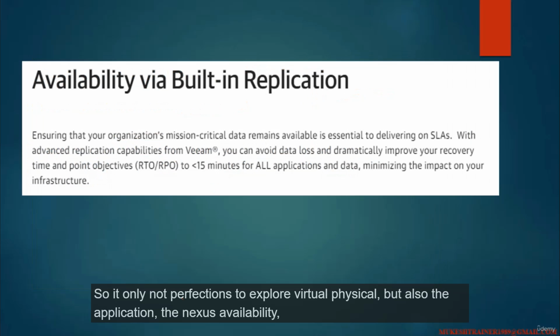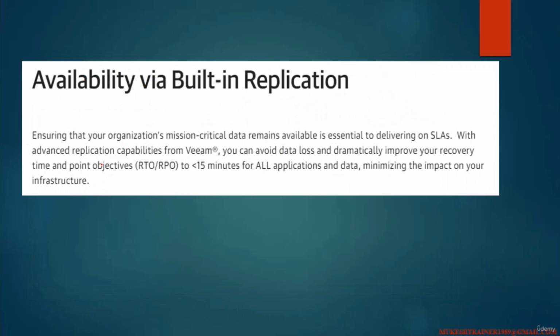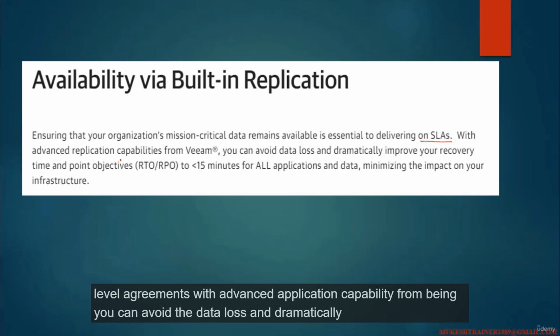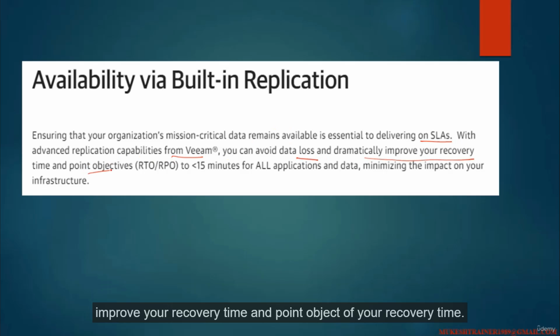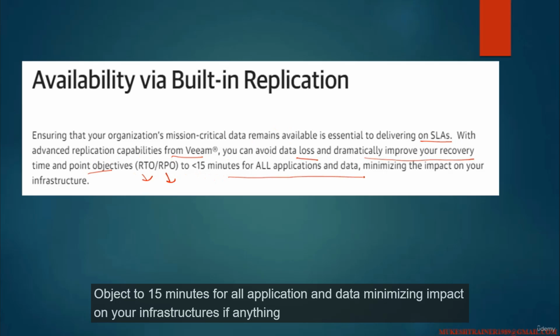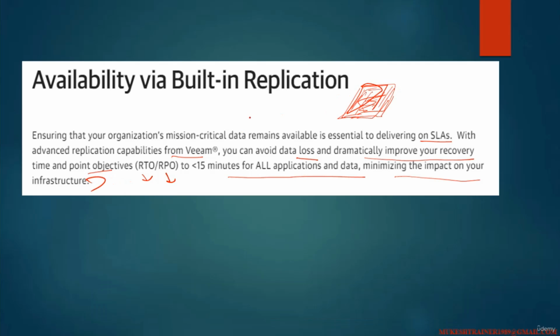The next is availability via built-in replication. So that's the one. Ensuring that your organization's mission critical data remains available is essential to deliver on service level agreements. With advanced replication capability from Veeam, you can avoid data loss and dramatically improve your recovery time objective, RTO, and recovery point objective, to 15 minutes for all applications and data, minimizing impact on your infrastructure. If anything goes wrong, definitely there is an impact on the infrastructure. It depends how big your organization is and how much it costs you, but you can minimize it by using Veeam. Next is scale infinitely, stay protected in the cloud.